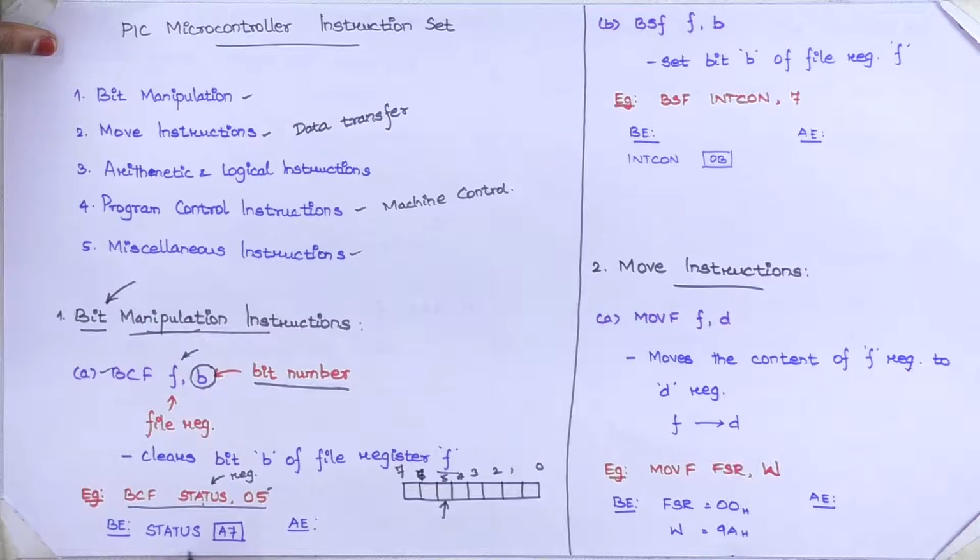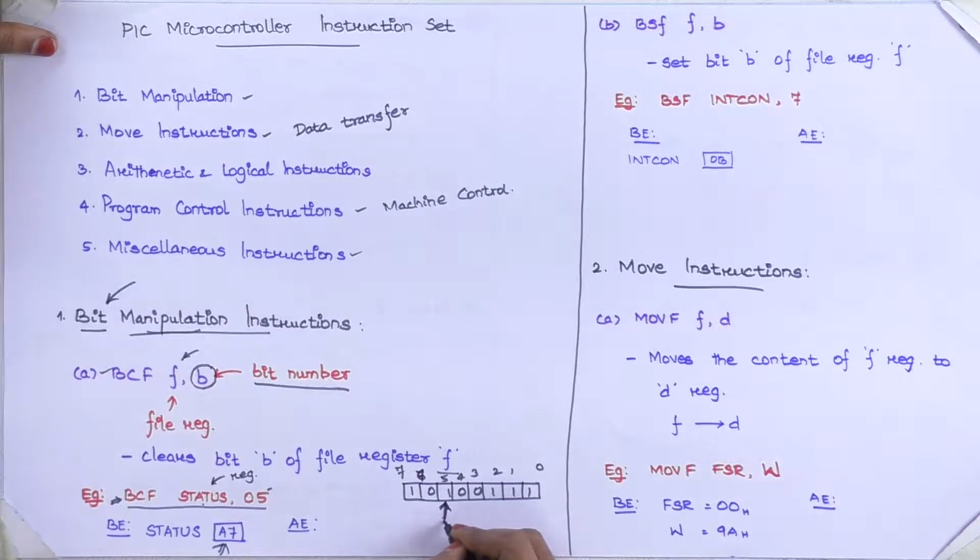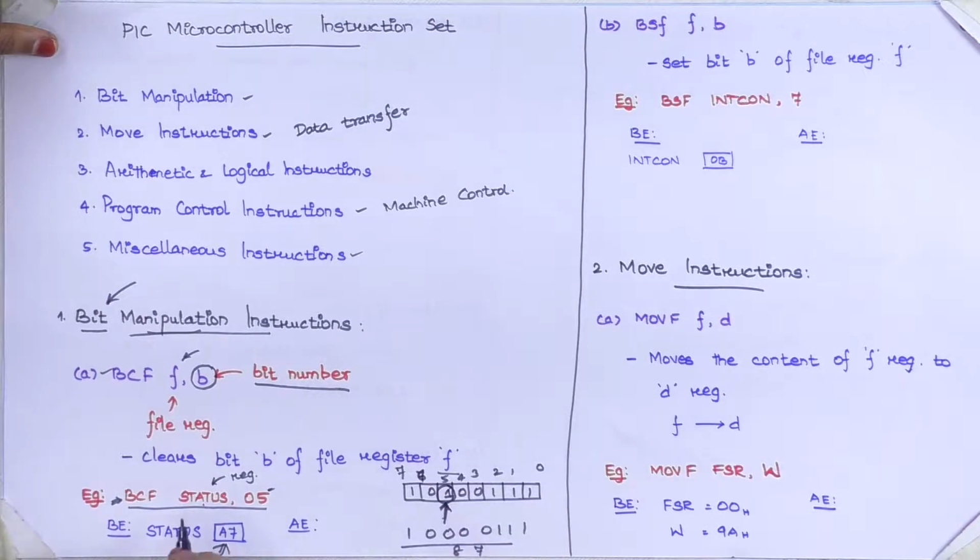Fine. So I have taken an example. Before executing this instruction, the status register is having the value of A7. So A7, in the sense, this is the value for A7, right? So now the 5th bit is 1 here. Okay. So after executing this instruction, we are supposed to clear this 5th bit. So then what will become? This 1 will become 0 now. Okay. So what's the value now? 8, 7. So after executing this instruction, the status register will have the value of 87.